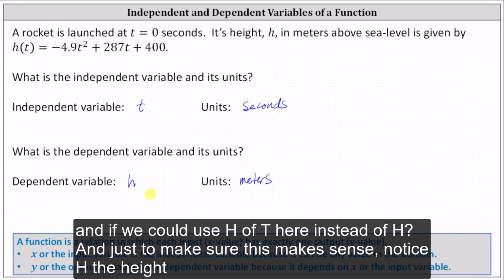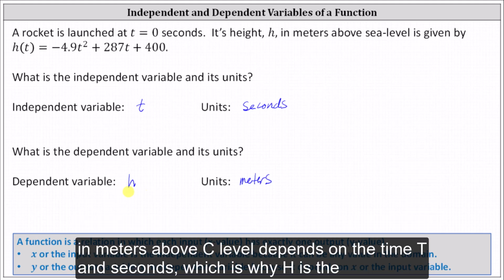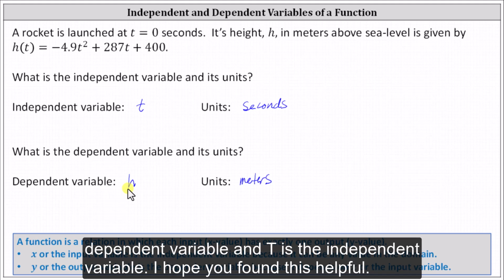And just to make sure this makes sense, notice h, the height in meters above sea level, depends on the time t in seconds, which is why h is the dependent variable and t is the independent variable.